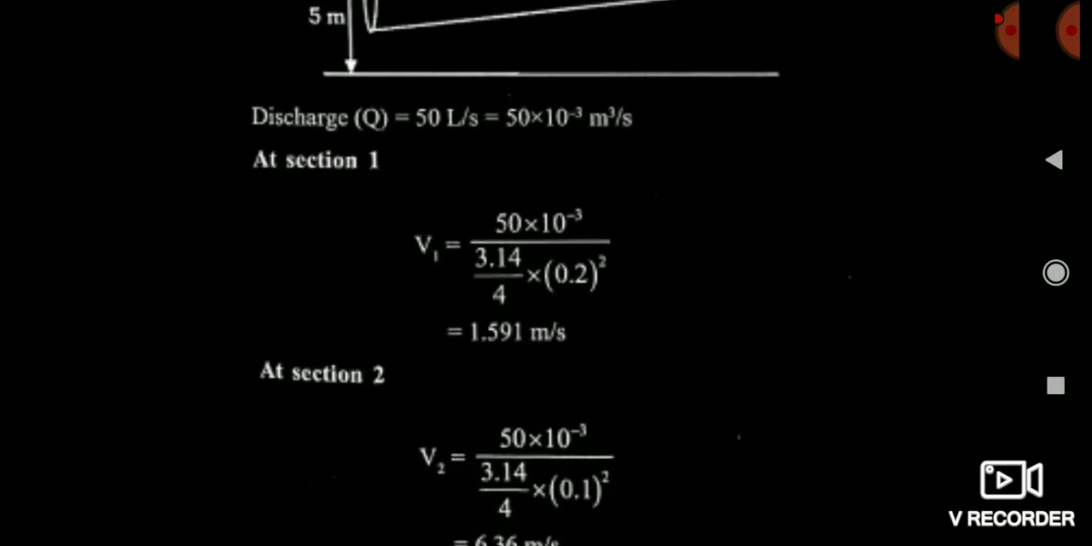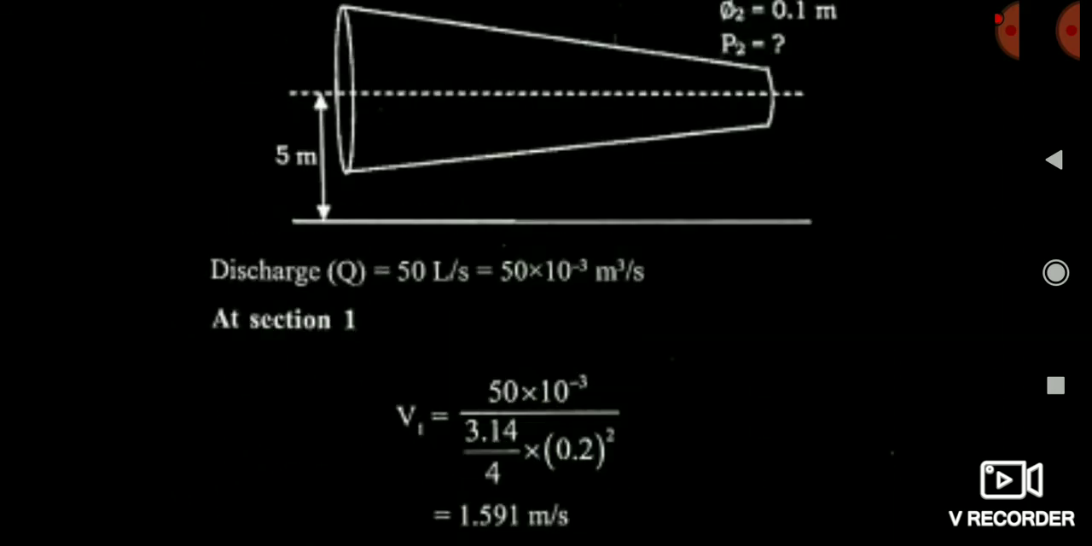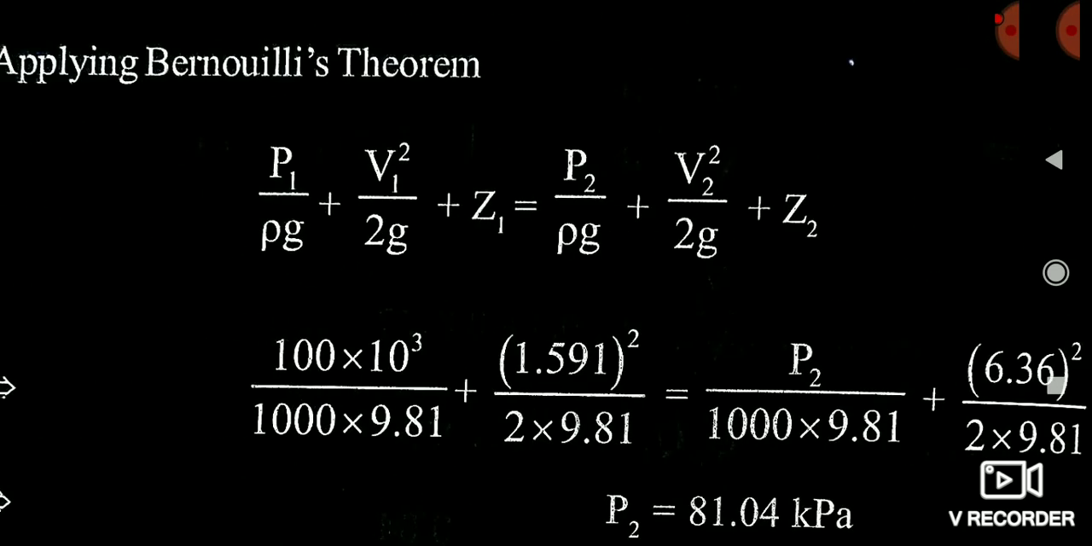So friends, the first thing you should do is calculate the velocity, V1 and V2, meaning velocity at the larger side and velocity at the smaller side. I have calculated V1 and V2. It is nothing but discharge by area. So I have calculated both V1 and V2 and simply apply the Bernoulli's equation.